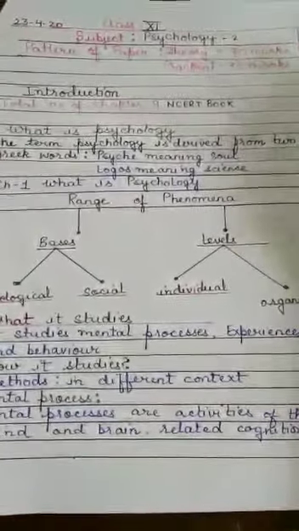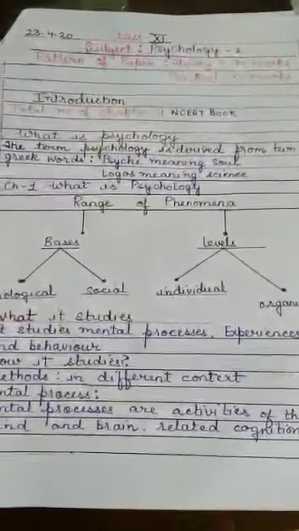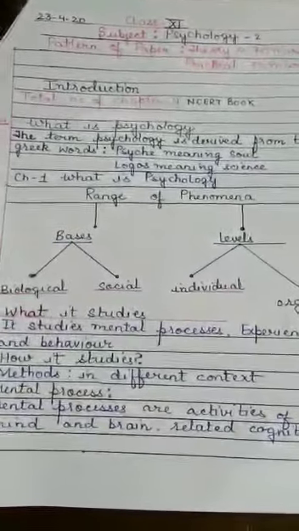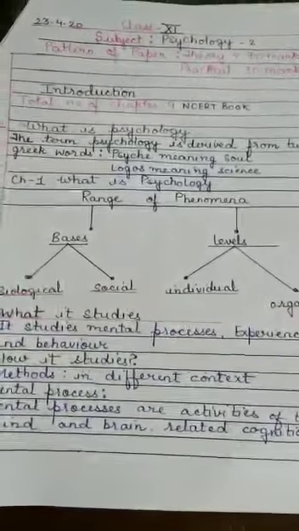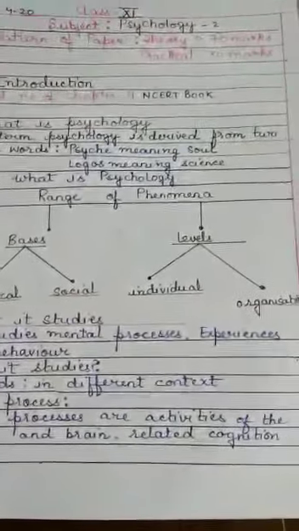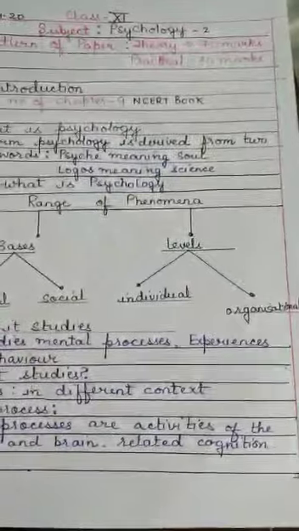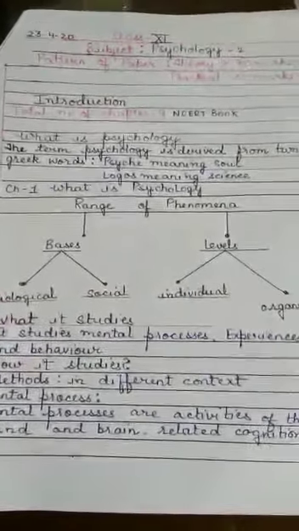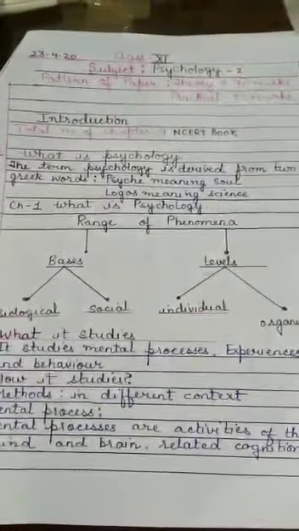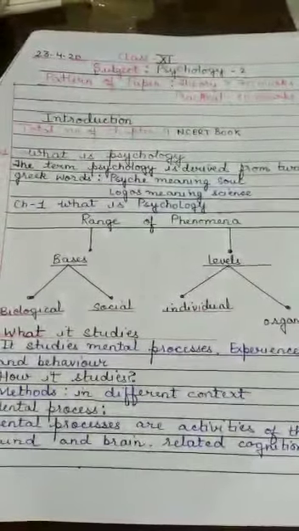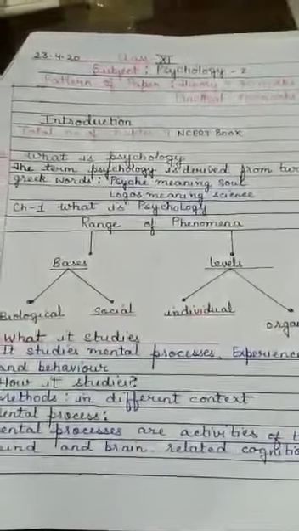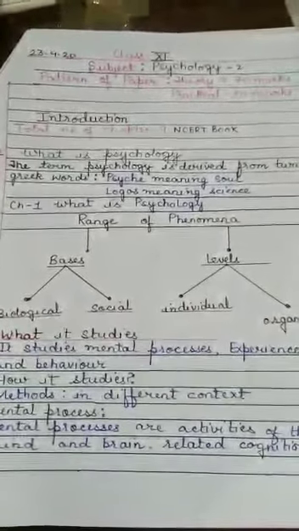So basically psychology tends to study a range of phenomena that deal with the biological and social levels, and approaches that are individual and organizational. All these terms are used to define an individual's existence. Now today I'm going to make you understand what psychology is.